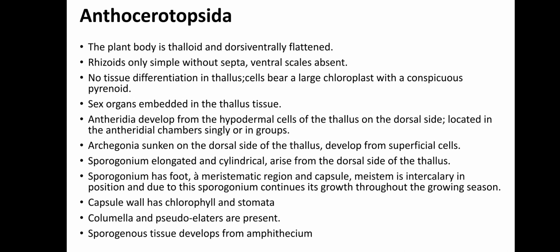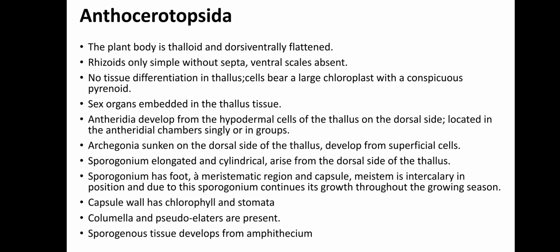Then Anthocerotopsida, the second class under the Bryophyta division. Plant body is thalloid or dorsiventrally flattened. Dorsiventral means it has a dorsal side and a ventral side. Rhizoids are simple without septa, that means cross walls are absent. Ventral scales are absent. Generally in Hepaticopsida these scales are present, but in Anthocerotopsida the scales are totally absent. No tissue differentiation in thallus. Cells bear a large chloroplast with conspicuous, that means large, pyrenoids. Sex organs are embedded in thallus tissue.